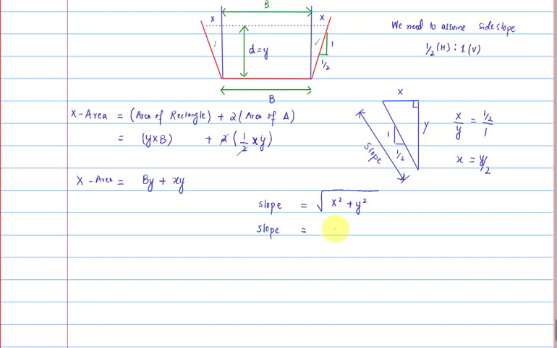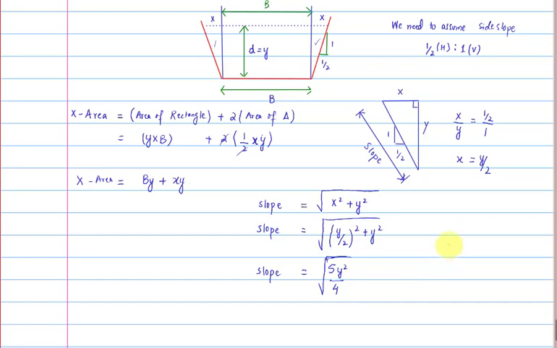Slope is equal to under root, the value of x is y divided by 2 whole square plus y square. On further simplification, you will get the value of slope as under root 5 y square divided by 4.